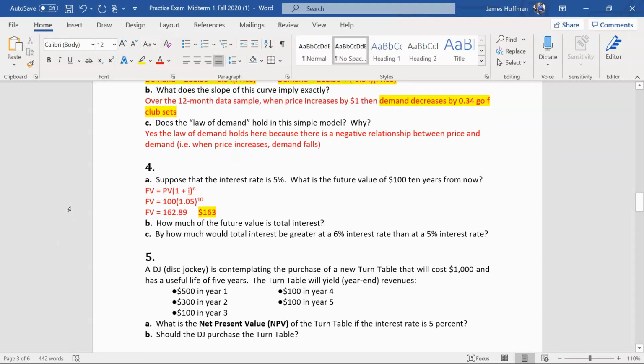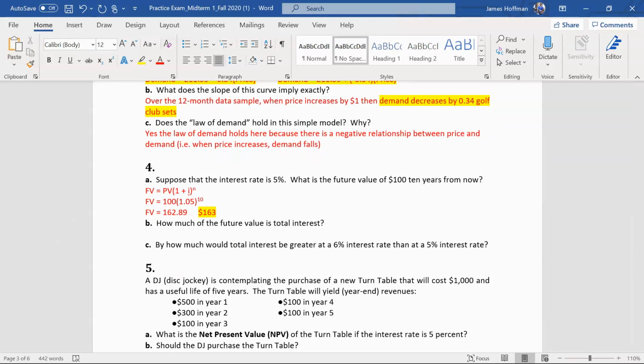All right, part B is easy. It's you got part A. So how much of the future value is total interest? We started with 100, and we got 163, so we obviously gained $63 in total interest.